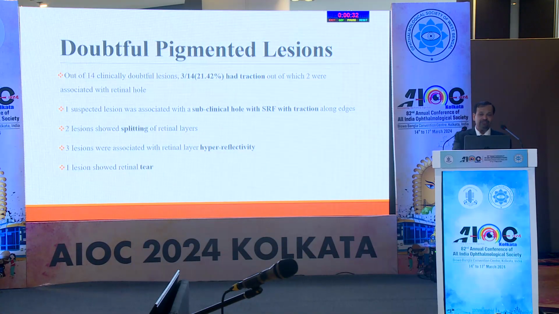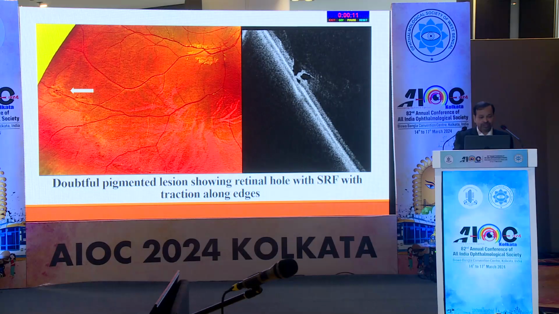We had certain lesions which clinically we could not categorize into anything. We labeled them as doubtful, pigmented or non-pigmented lesions. When we analyzed them, we found that one of these lesions had a subclinical hole with SRF along with traction. Two lesions showed splitting of the retinal layers and various other findings. So I'll show you the representative ones.